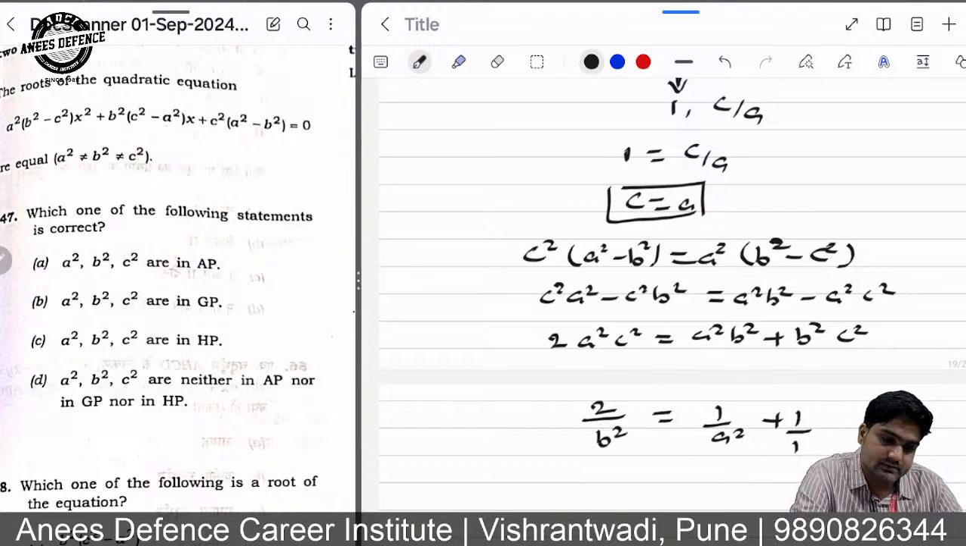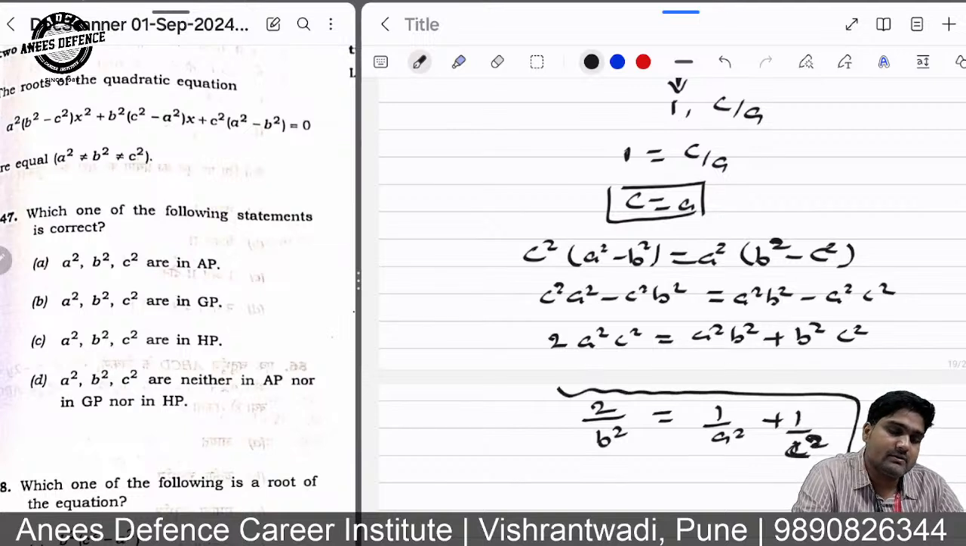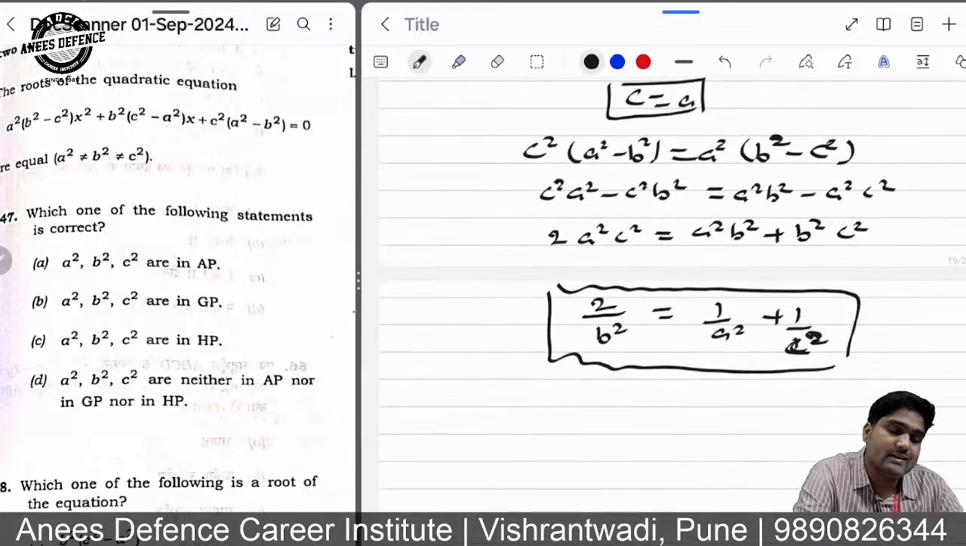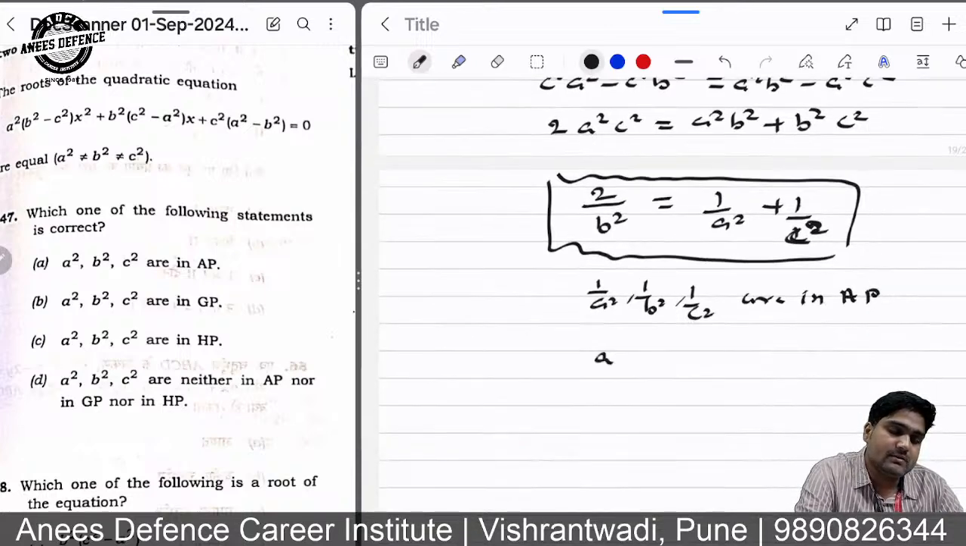So b square c square, 1 by c square. So we divide both sides by a square b square c square. What we can see is that 1 by a square, 1 by b square, 1 by c square are in AP. So their reciprocals are in HP. So a square, b square, c square are in HP. So the correct answer for this one is option C.